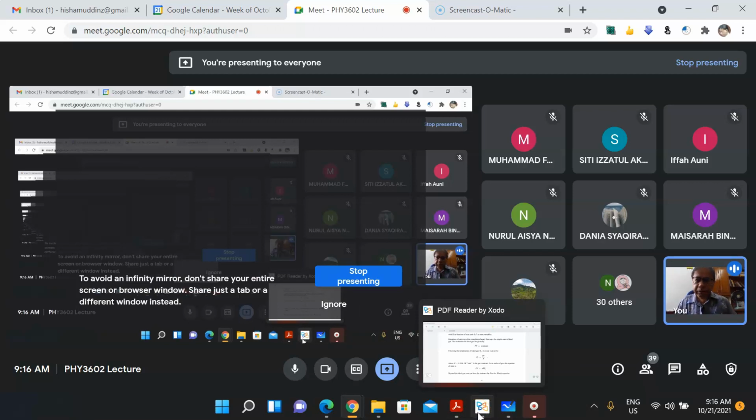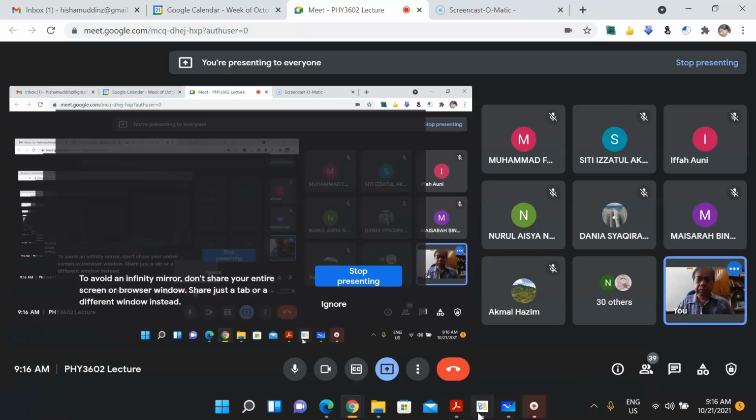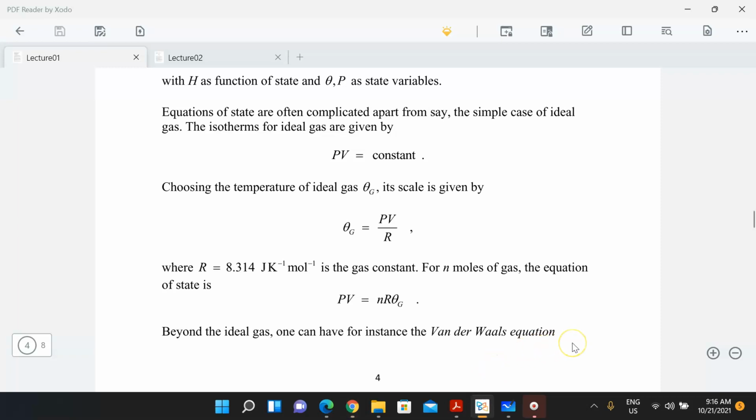I think the auto admit should work by now, so I'm not sure what happened previously.